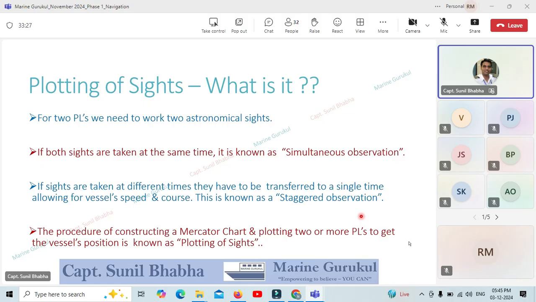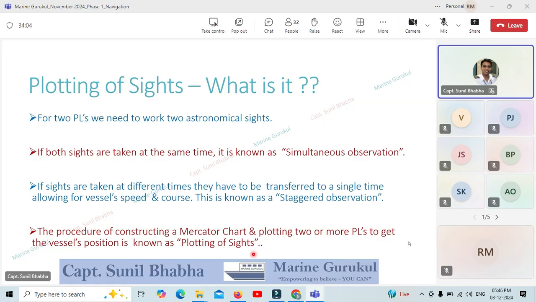Now, this procedure of constructing a small part of the Mercator chart on our answer sheet or on the graph paper and plotting two or more position lines to get the vessel's position is what we know as plotting of sights. So this is our ultimate aim now for plotting of sights.